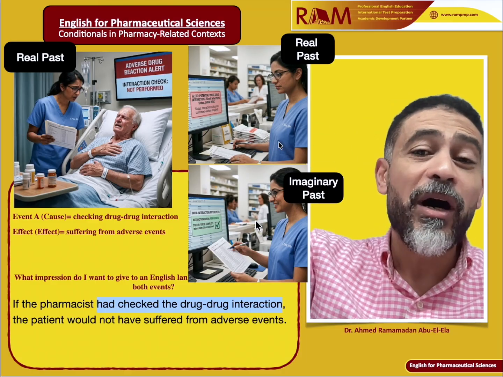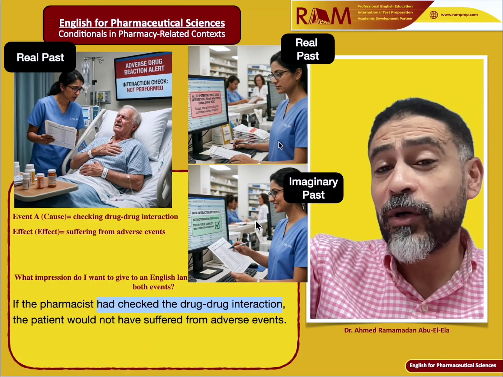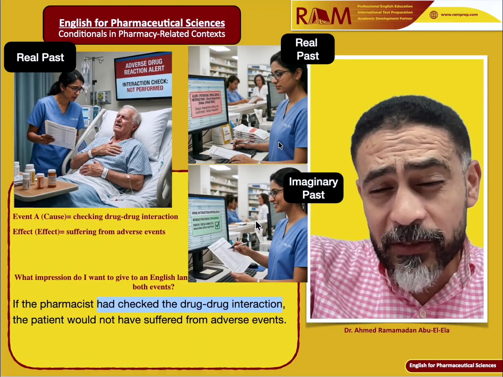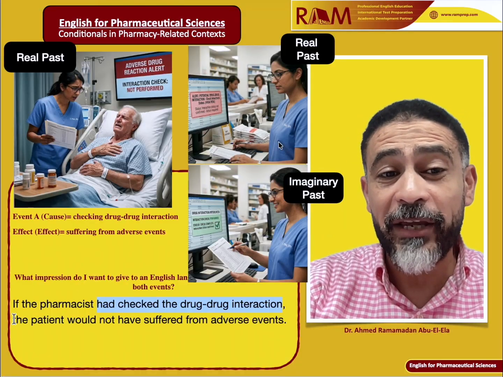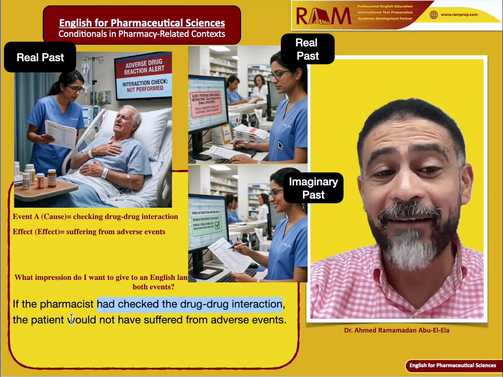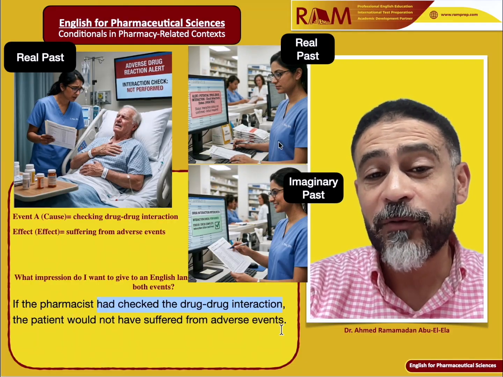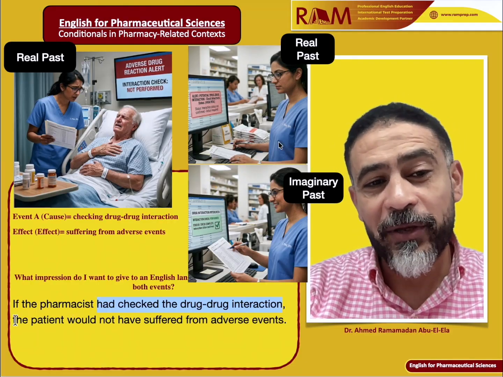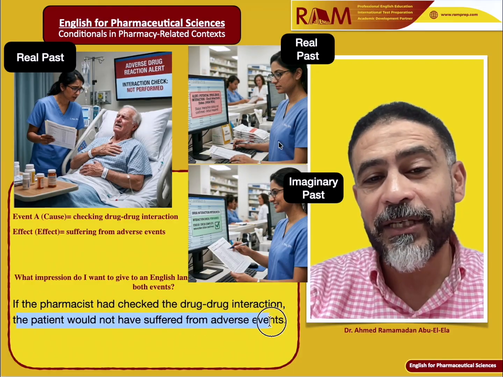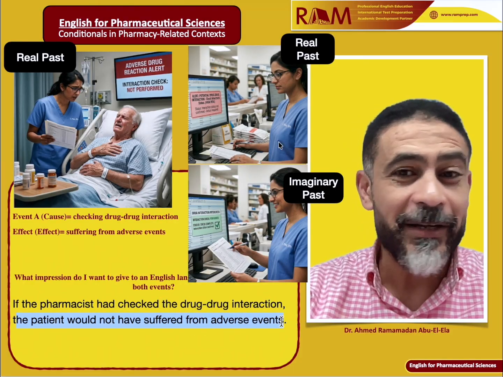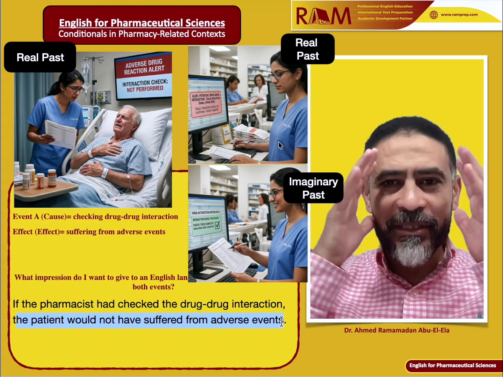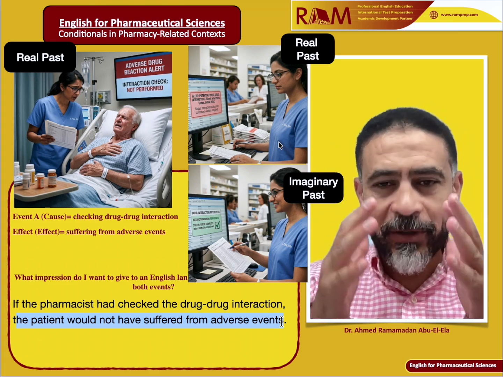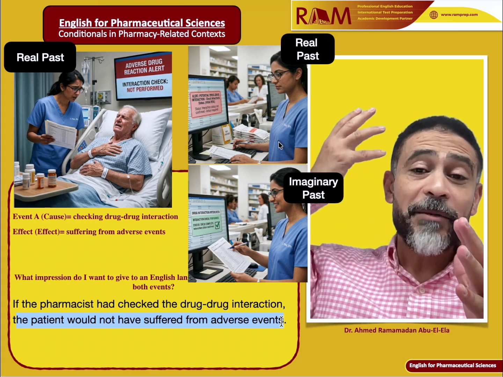What would the result be? The result is the patient would not have suffered from adverse events. The patient would not have suffered adverse events. That is the result. So you are in the present now, but you go back to the past.